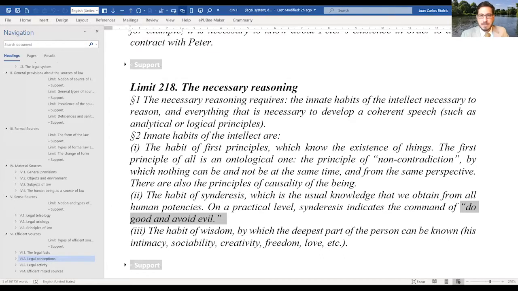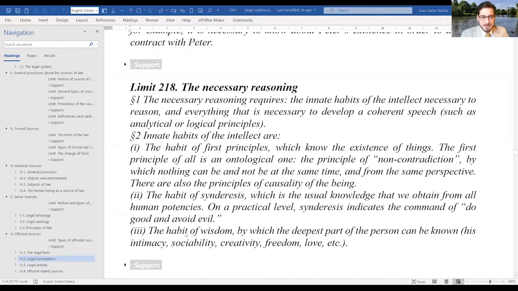So when our mind understands what is good, our mind says we have to do good and to avoid evil. And it is the way of working of our mind. And finally, the deepest and hardest to explain is the habit of wisdom, that teaches us, well, you have to love the people. We have to be good with the other person. We are free.